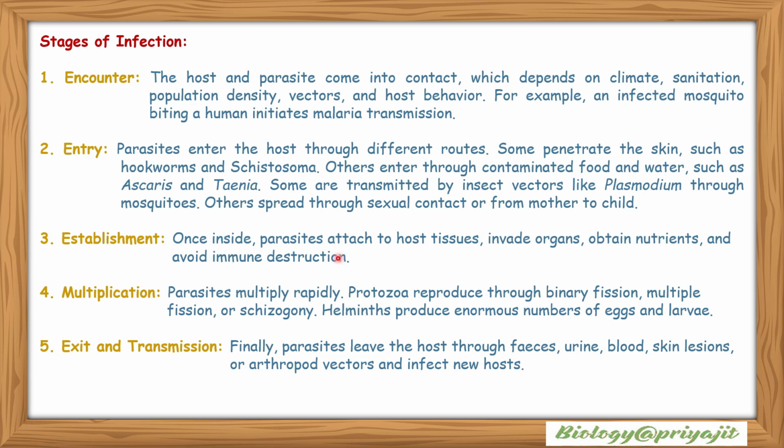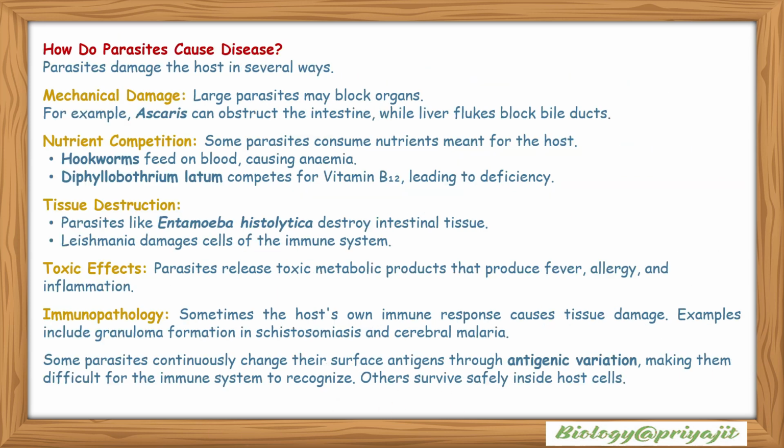Establishment. Once inside, parasites attach to host tissues, invade organs, obtain nutrients and avoid immune destruction. Multiplication. Parasites multiply rapidly. Protozoa reproduce through binary fission, multiple fission or schizogony. Helminths produce enormous numbers of eggs and larvae. Exit and transmission. Finally, parasites leave the host through feces, urine, blood, skin lesions or arthropod vectors and infect new hosts.